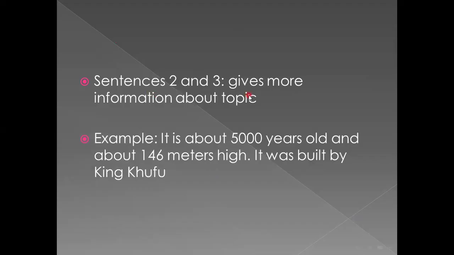Sentences two and three give more information about the topic. They are called support sentences. Why? Because they give you the details about this topic. Like what? Like this: it is about 5,000 years old and about 146 meters high. It was built by King Khufu.